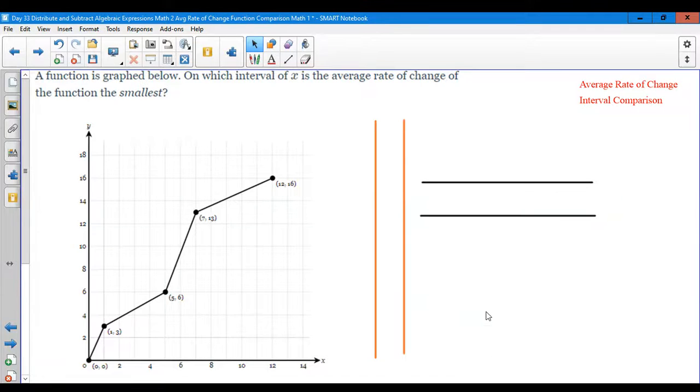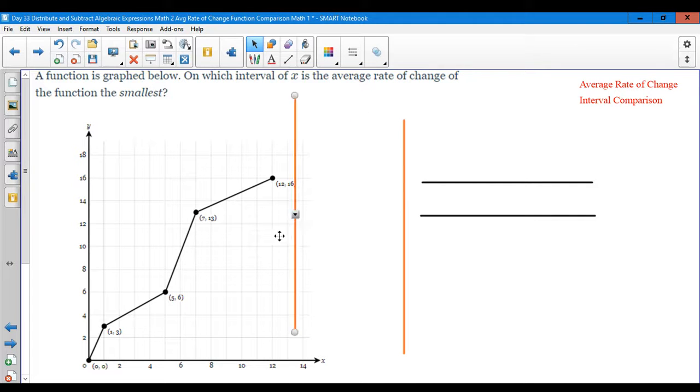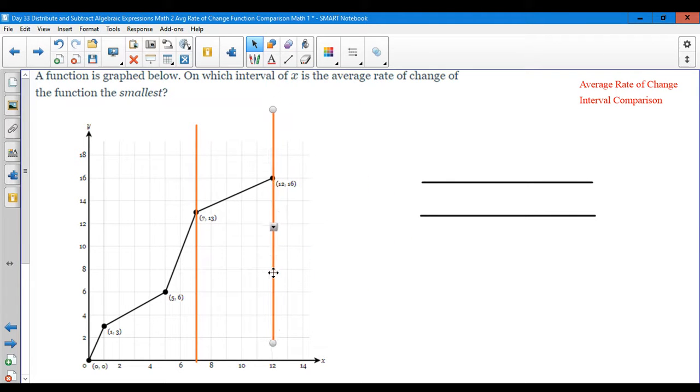Okay, of course, when you do this assignment in Delta Math, you won't have these lines to guide you, but I want to show you how I can use them to help visualize and determine the rise over the run, which is the same thing as slope, which is the same thing as rate of change. So I'm going to put this right on that coordinate there, and this other orange line I'm going to put right on the next one.